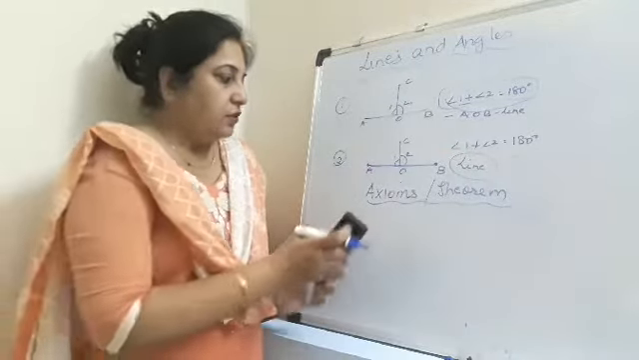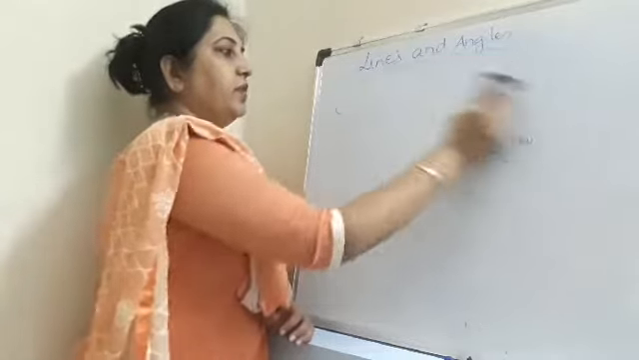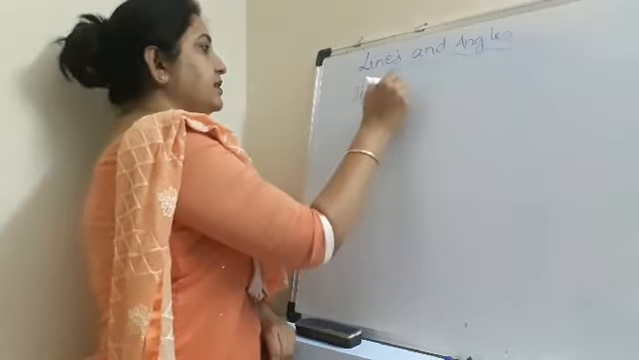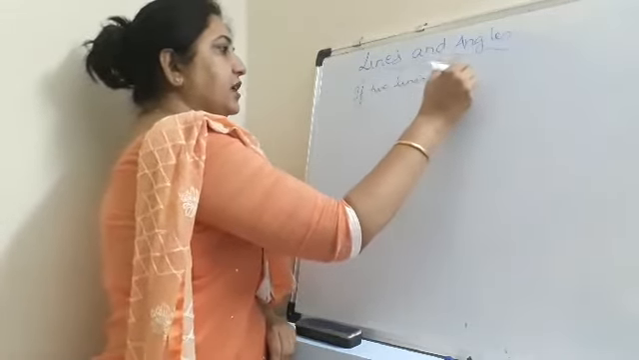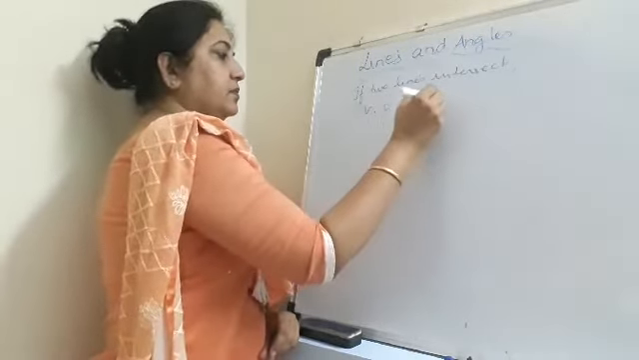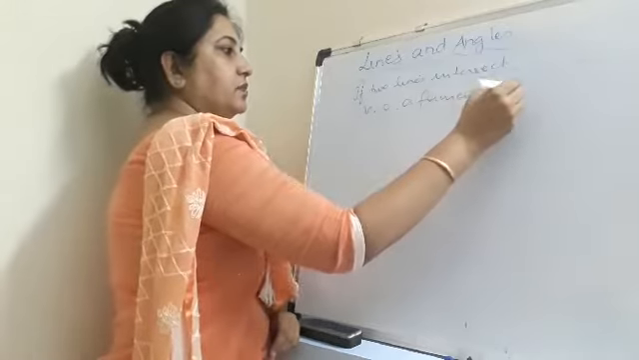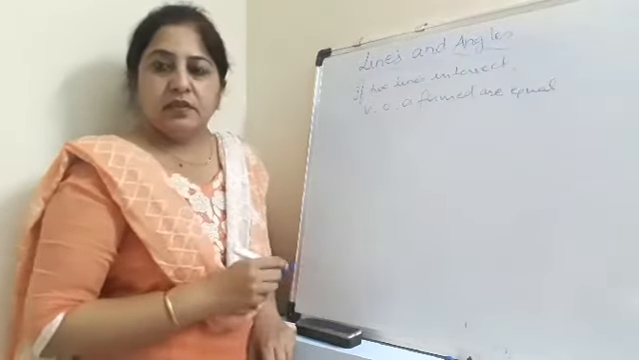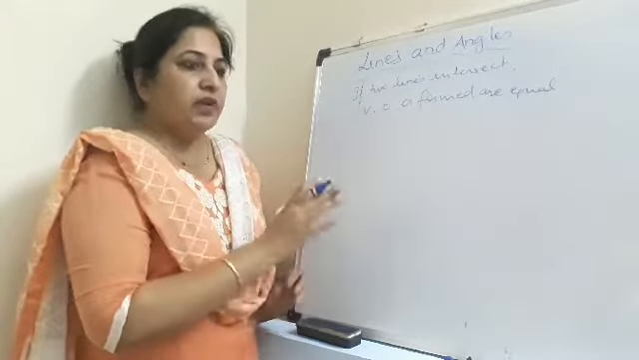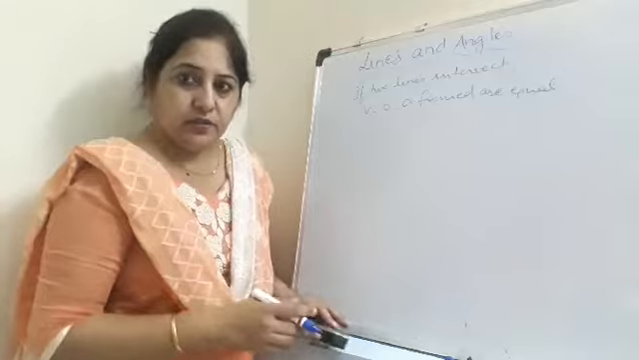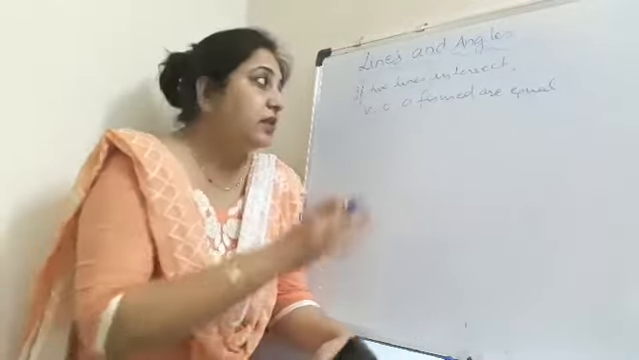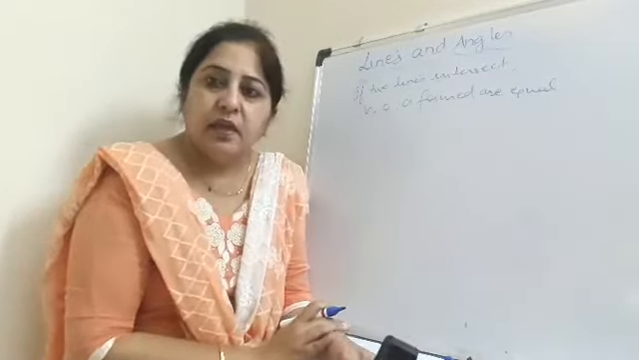Now one theorem is given for you in the book, that is, if two lines intersect each other, the vertically opposite angles formed are equal. This is not an axiom, but this is a theorem. So we need to prove this theorem, and when we have proved this theorem, we can then apply it in the exercise questions. Again, if two lines intersect each other, the vertically opposite angles formed are equal in measure.